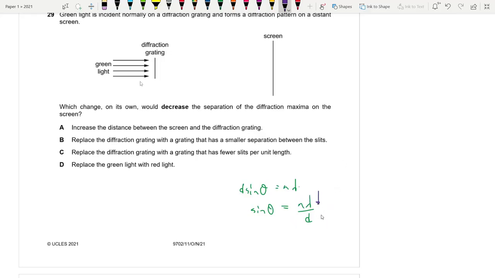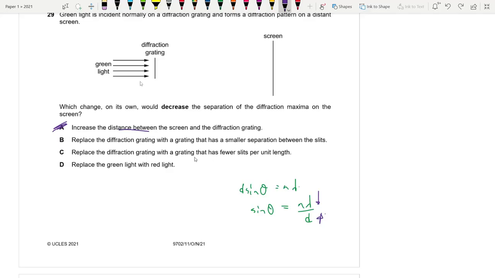Either by decreasing the numerator or increasing the denominator. Okay, so if you actually increase, this has nothing to do with this. This was just a trick. This doesn't appear in the formula. Replace the diffraction grating with a grating that has smaller separation. This is wrong. If you replace it with a smaller separation, the value would actually increase.